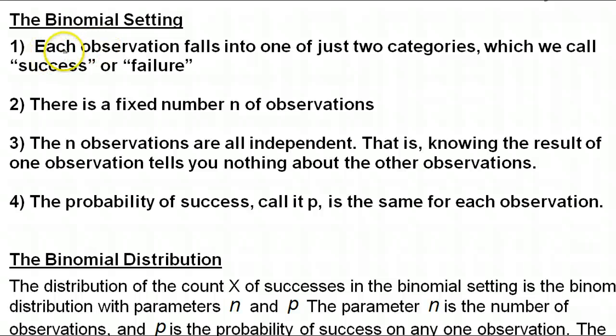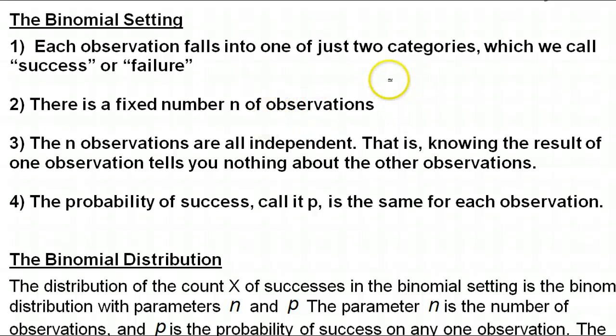The first one is the observations have to fall into one of just 2 categories, which we could call success or failure. So if you're flipping a coin, that would be like heads and tails. If we were talking about a test, it could be correct or incorrect, or true or false. If you're talking about children, it could be boy or girl. But what we're learning today only applies to things that come in pairs of answers.